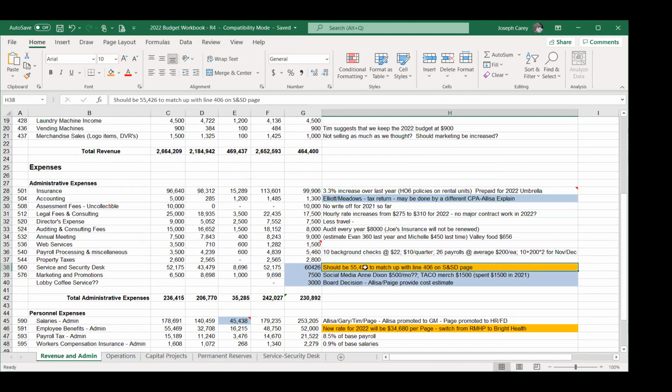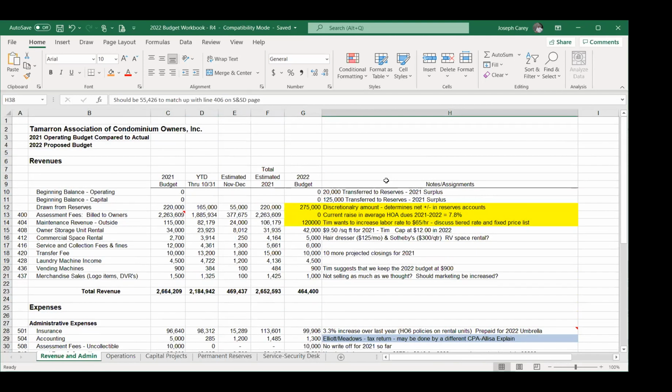So this won't match up exactly if you've printed out a copy or if you've got it on your computer. Anything in orange won't match up exactly with what you have because I made a slight change to it and I wanted you to be able to see that. For instance, on this one, service and security desk, that number 60,426 actually should be 55,426 because Elisa sent me a change on that. So we'll make that change as we go through this.